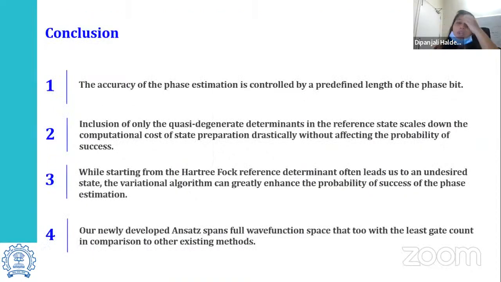So I would like to conclude my talk by saying that the accuracy of the phase estimation is controlled by a predefined length of the phase bit. Inclusion of only the quasi-degenerate determinants in the reference state preparation scales down the computational cost without affecting the probability of the success. And our newly developed UCCSD and ANSATZ spans the full wave function space, that too with least gate count in comparison to other traditional methods.